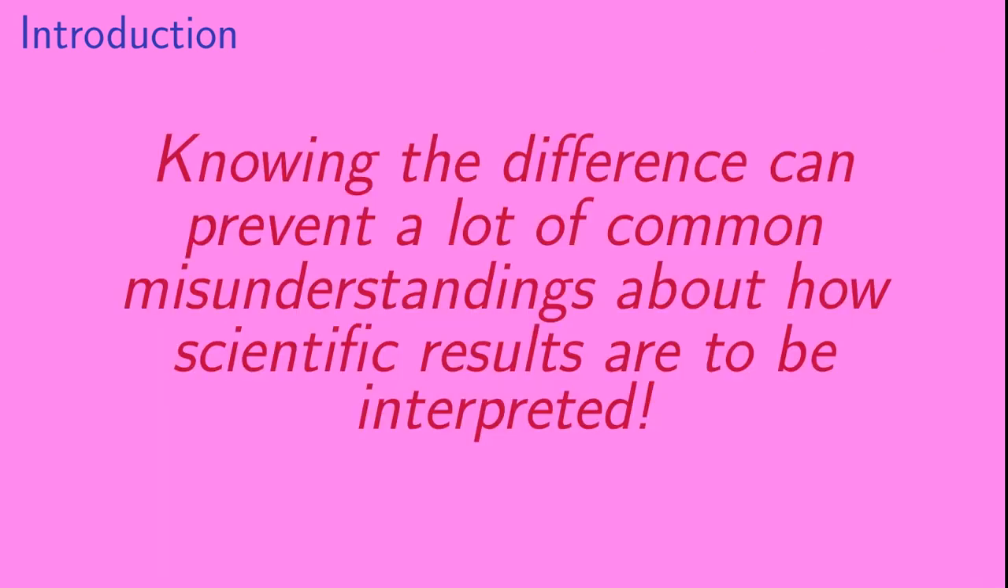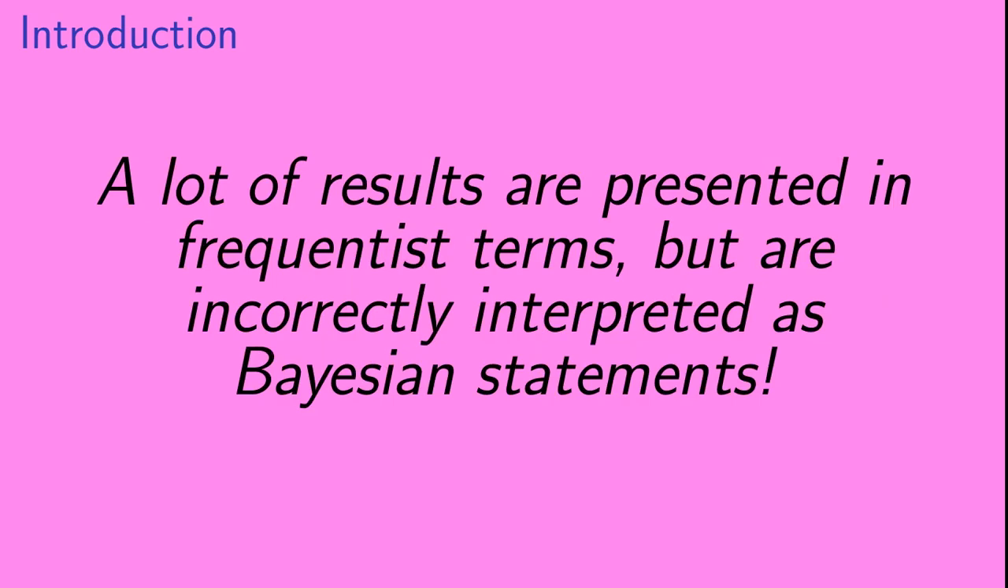It's also the case that knowing the difference between Bayesian and frequentist reasoning can prevent a lot of common misunderstandings about the interpretation of scientific results. In particular, a lot of results are presented in frequentist terms, but are often incorrectly interpreted by the reader as Bayesian statements.